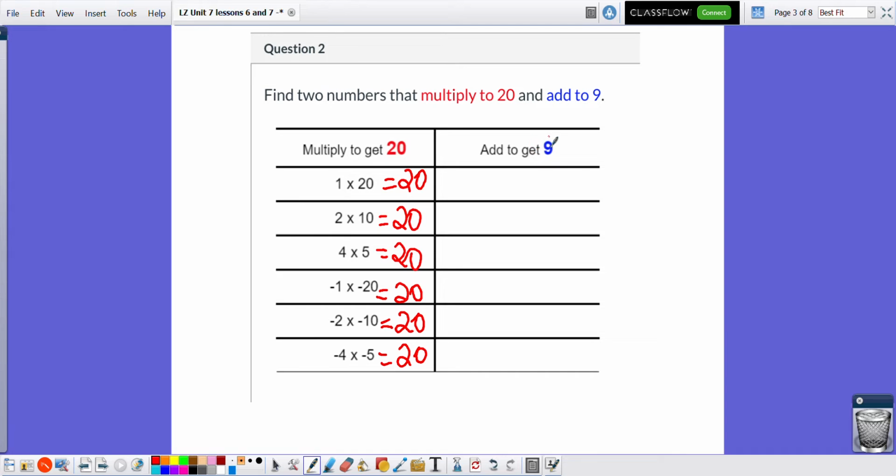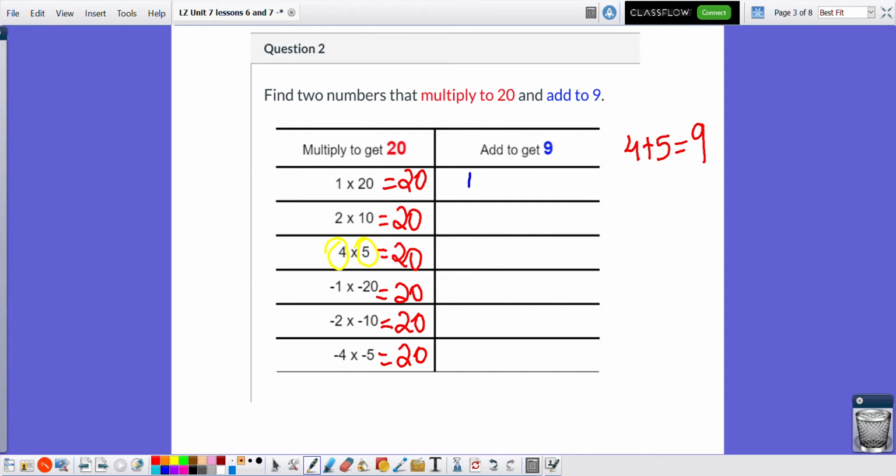So the two numbers that multiply to get 20 will also have to add to be 9. So I know that 4 plus 5 equals 9. So I know that the factors that I need are 4 and 5.